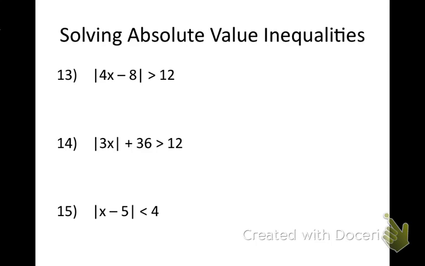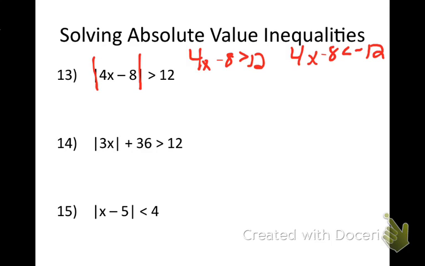Okay, my absolute value is alone. Good. Always want to make sure the absolute value is alone first. I'm going to set up two inequalities. The first one stays the same. 4x minus 8 is greater than 12. The second one now, 4x minus 8 is less than negative 12. Does everybody see? I flipped the inequality on that second one because I set it equal to that negative 12.